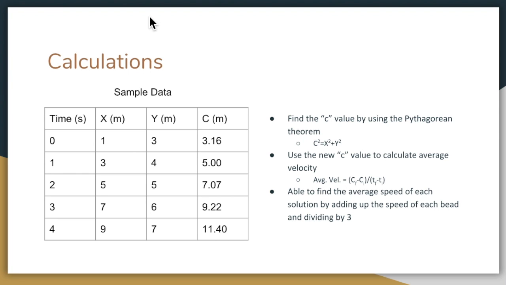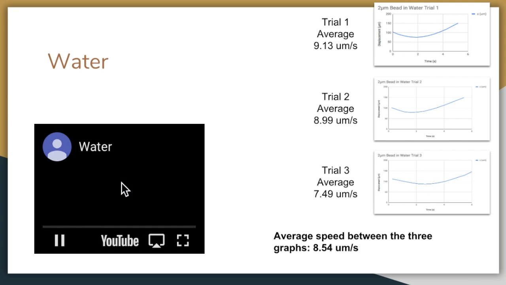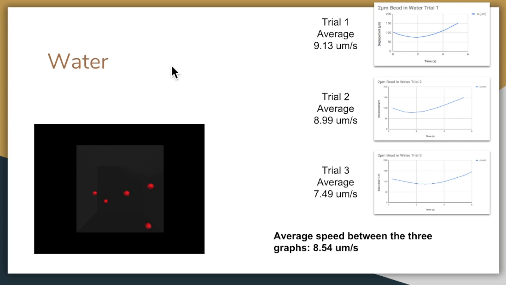A main focus, like I said earlier, we changed average velocity to average speed just to compare it a little easier. So water, the beads in water had the fastest diffusion rate of 8.54 micrometers per second. We can see in this video that the beads move quite fast in water, and we just used computing skills to figure that out.